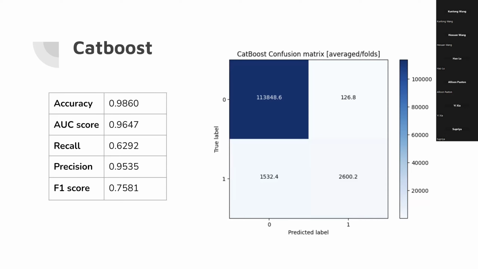Yeah, so the metrics shown here are an average of 5 folds of stratified cross-validation. The standard deviation of the metric results is less than 0.01. And the confusion matrix shown here is the average of the true positives, false positives, true negatives, and false negatives of the 5 folds. Yeah, next slide.